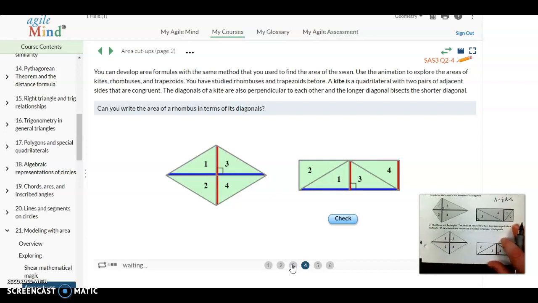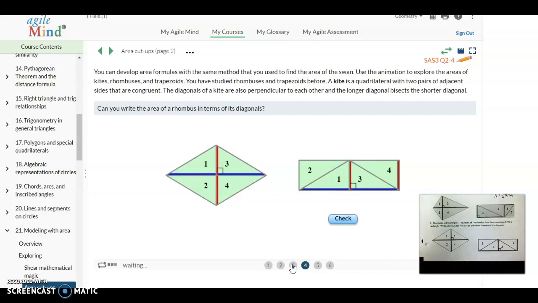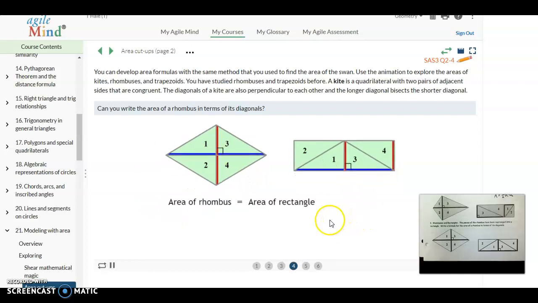A rhombus is just a special parallelogram, so we could have, of course, used the formula base times height. That would work as well. But sometimes you're given the diagonals, so we'll need this other formula to use at times as well. So again, the area of the rhombus equals the area of the rectangle because it's the same pieces.